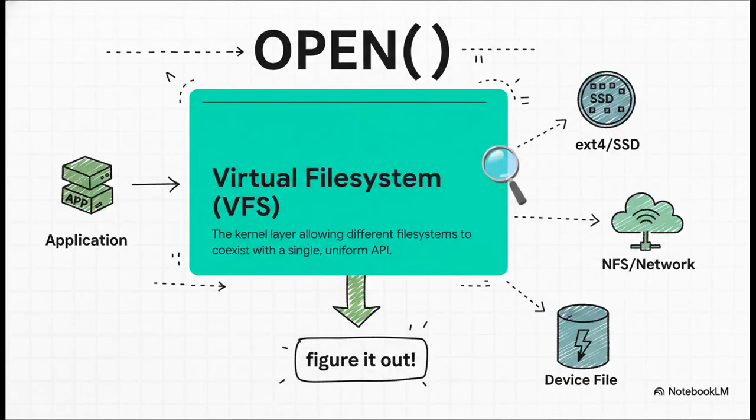Think of the VFS as the kernel's universal translator. It's this amazing abstraction layer that lets your program just say, open this thing, without having to know or care if this thing is on an ext4 hard drive, an NFS network share, or a special device. Your app just speaks one language, and the VFS handles all the translation.